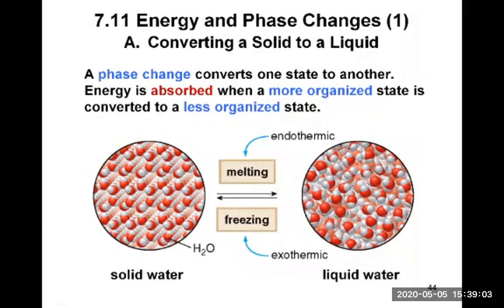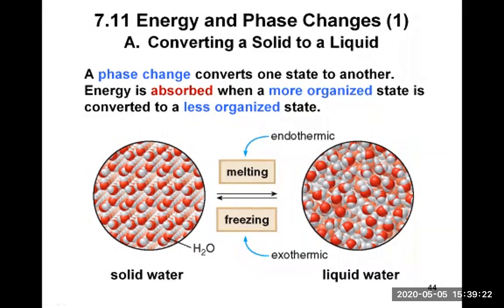So this video will go over section 11 and 12 of chapter 7. Section 11 on energy and phase changes. Let's look at the phase changes that convert a solid to a liquid.